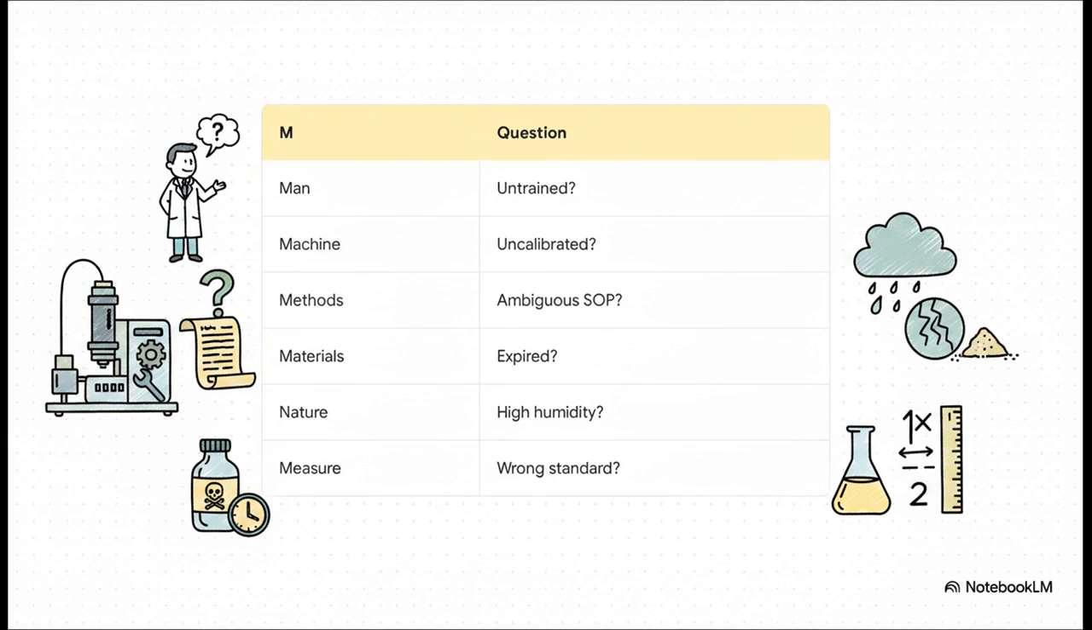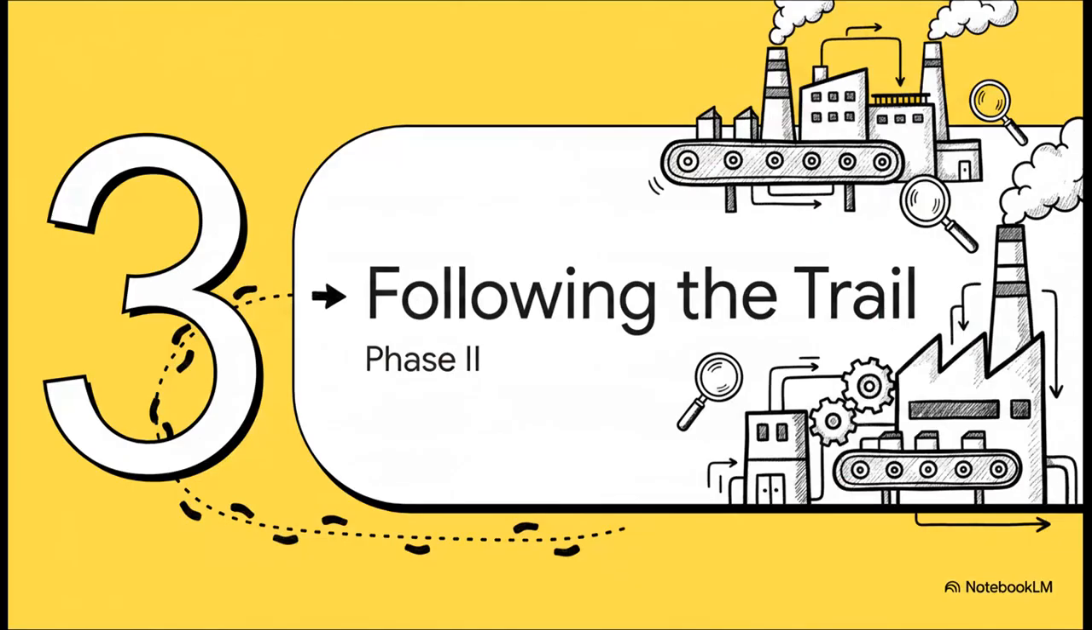Mother Nature, we document environmental conditions like was there crazy high humidity that ruined a powder? And finally, measurement. Did we actually use the wrong standard concentration? Doing this guarantees we collect all the necessary forensic evidence right during this initial phase. Which brings us to Section 3, following the trail, or Phase 2.